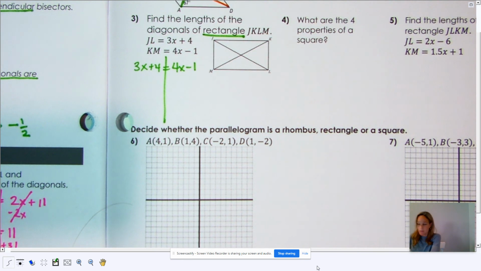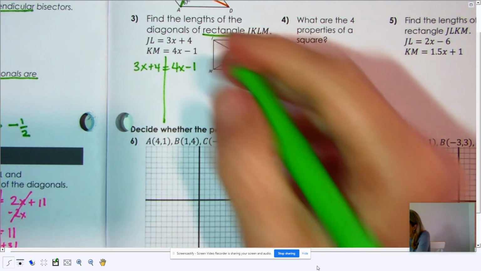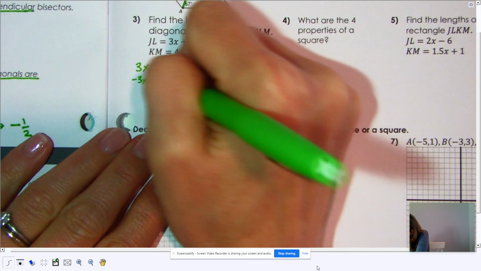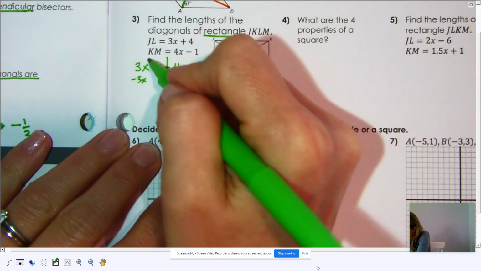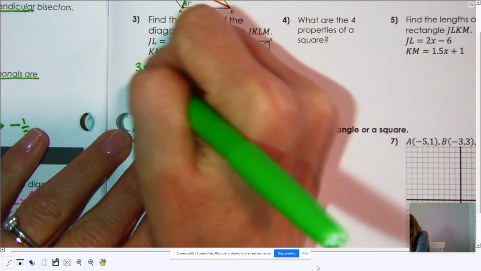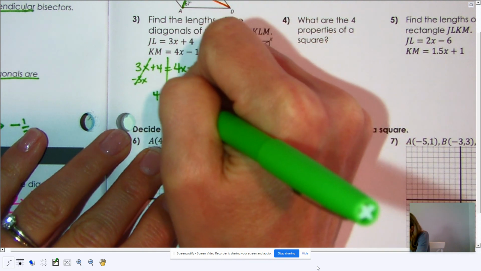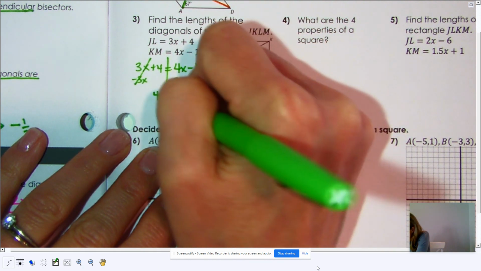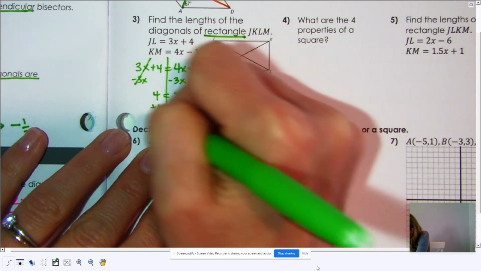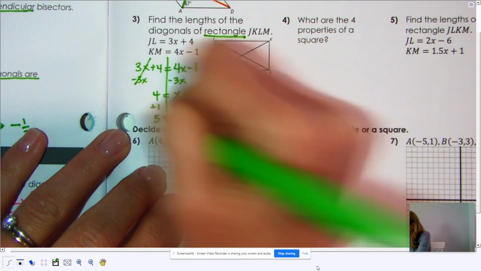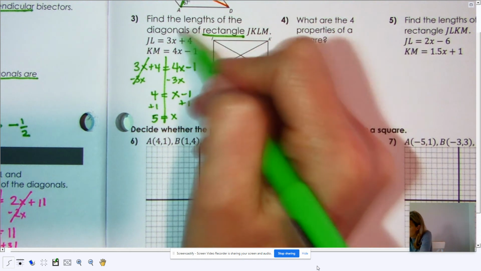Remember, I like to get rid of the smaller x. So I'm going to go minus 3x on both sides. So I'm going to pull away from both sides what they have in common. They both have at least 3 x's. So this side is left with 4. This side is left with 1x. And then I can add that 1 to the other side. So x equals 5.